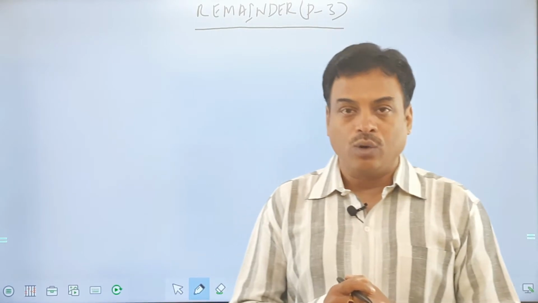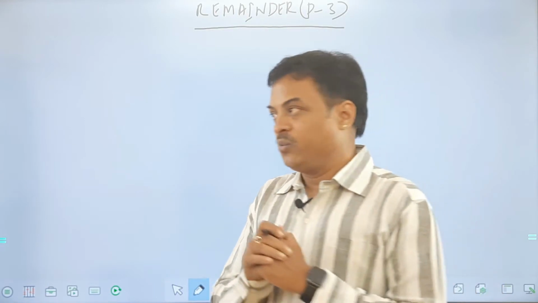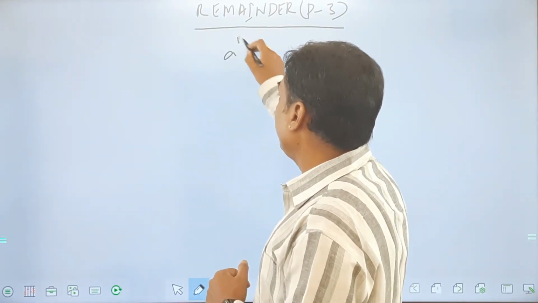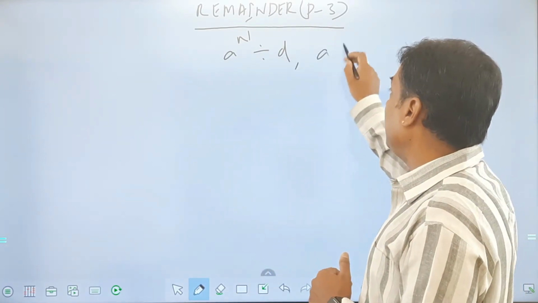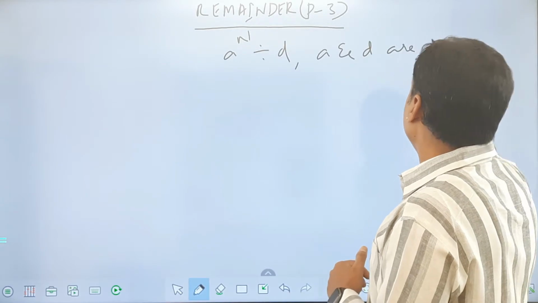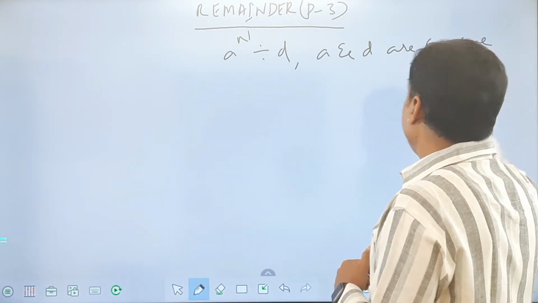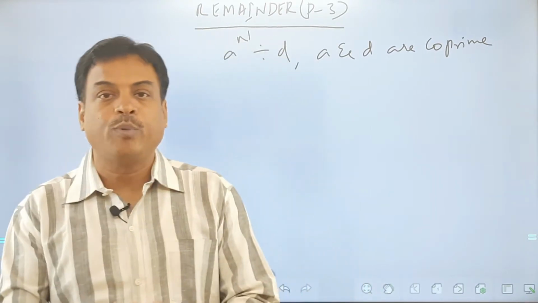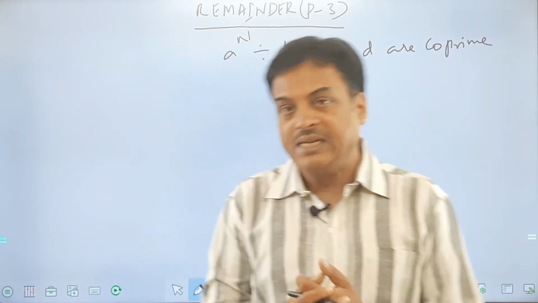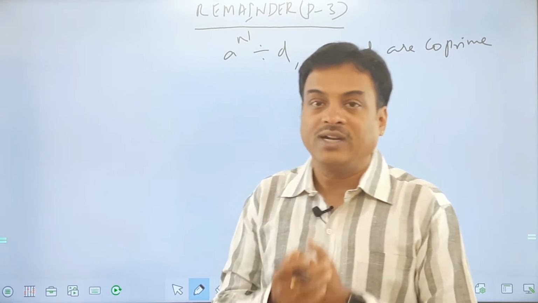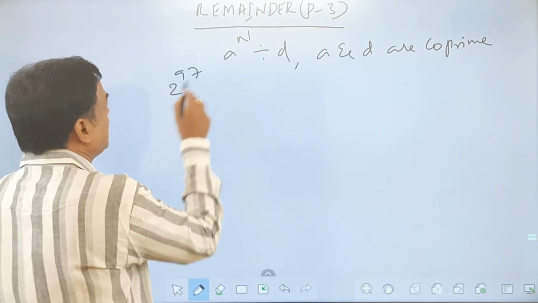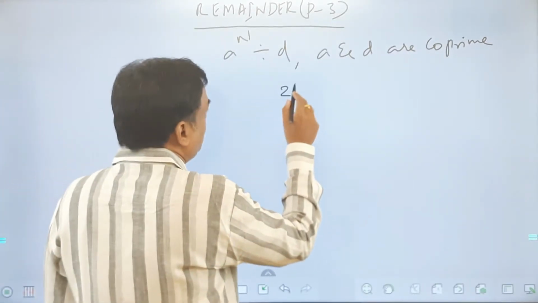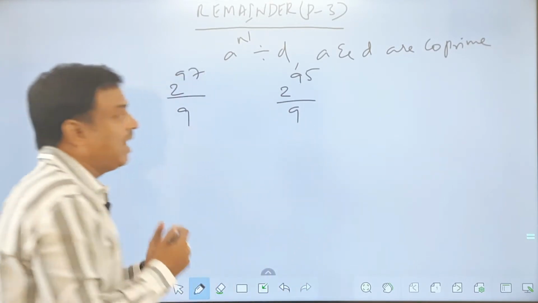If you saw my last video on remainders, I started type 1 questions, which are in the format of a to the power of n divided by d, where the major condition is that a and d are co-primes. Then we call it type 1. We discussed a few problems on type 1, and I said we will continue with some other questions on type 1 only. So let us see some other questions like 2 to the power of 97 divided by 9 and 2 to the power of 95 divided by 9.